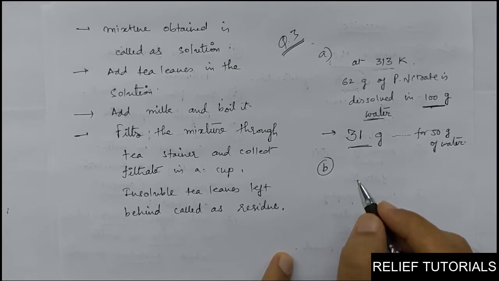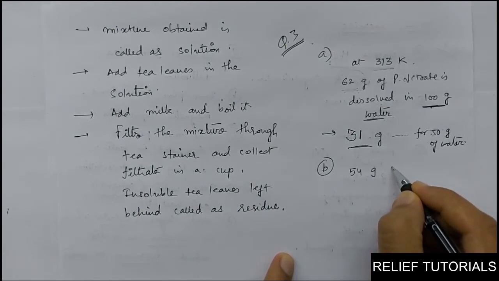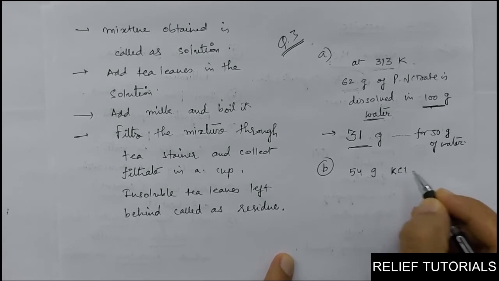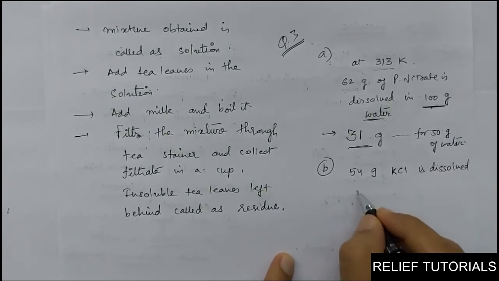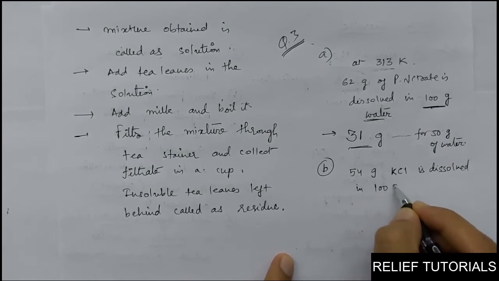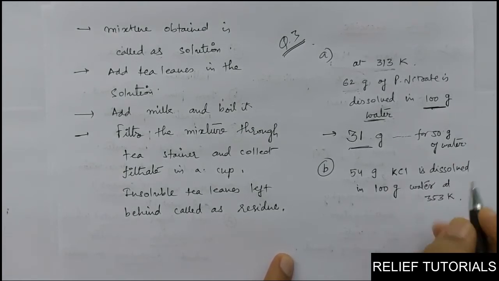Question B. Pragya makes a saturated solution of potassium chloride in water at 353 Kelvin. In the table, potassium chloride is the third substance. Look at the table. At 353 Kelvin, 54 gram of potassium chloride, KCl, is dissolved in 100 gram of water. This is the observation.